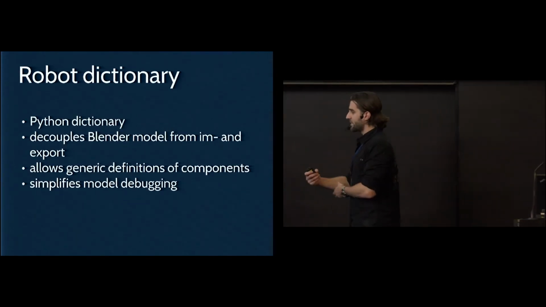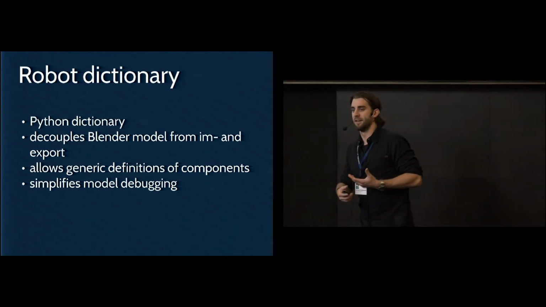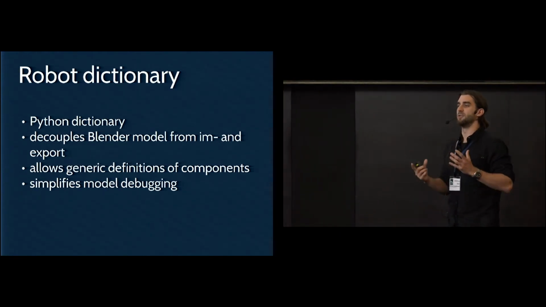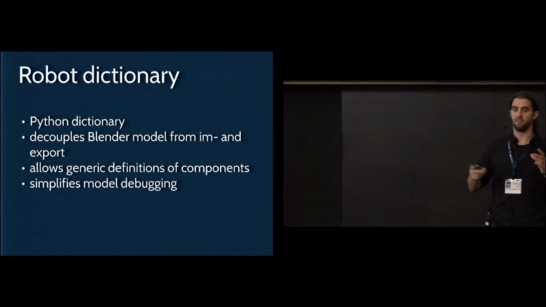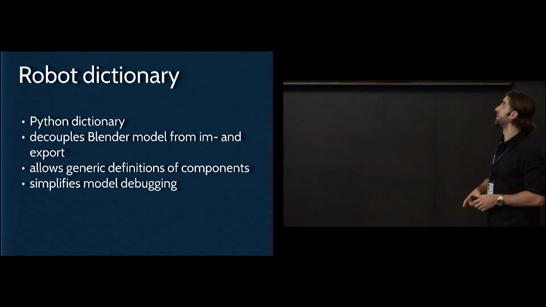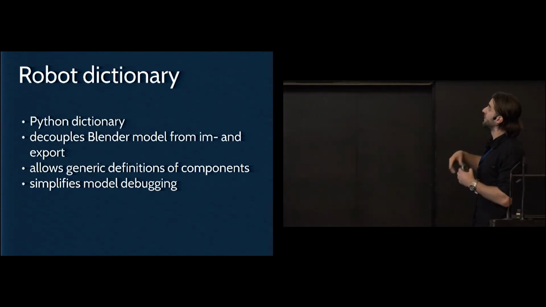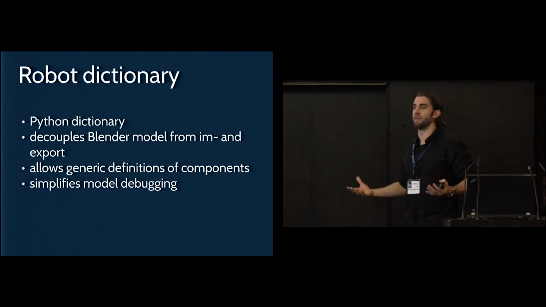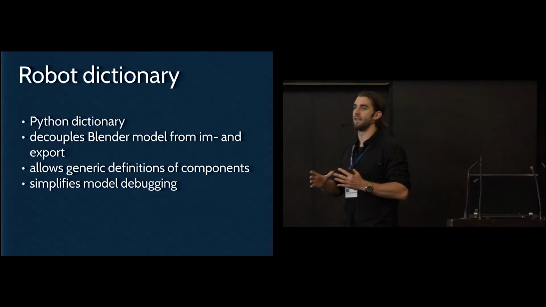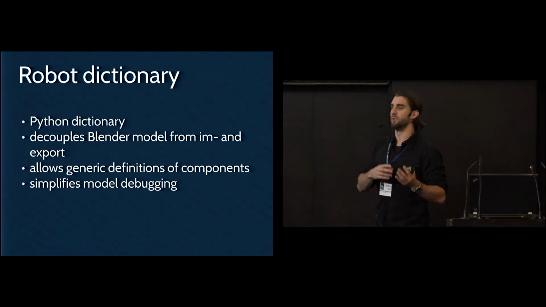So I mentioned all these custom properties, so what do we actually do with it? Well, you have this representation in Blender of all these different objects, and it's rather a bit clunky. So what we do is we create a Python dictionary where we take all the information, put it in one place, and then we can use that as a kind of interface for import and export.